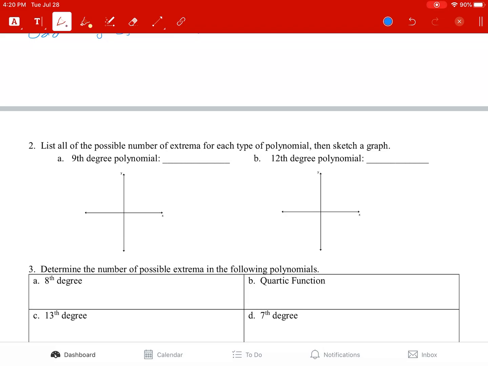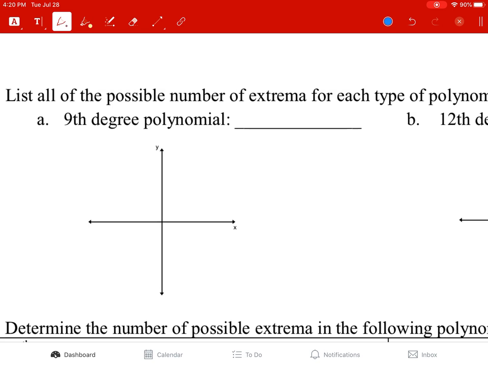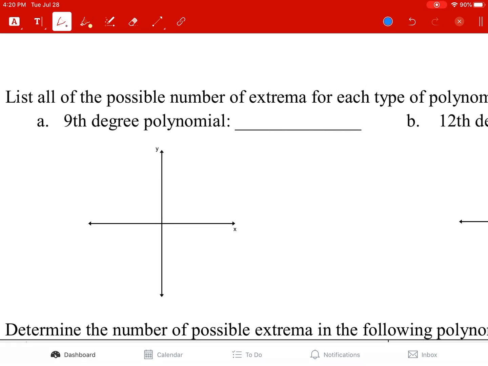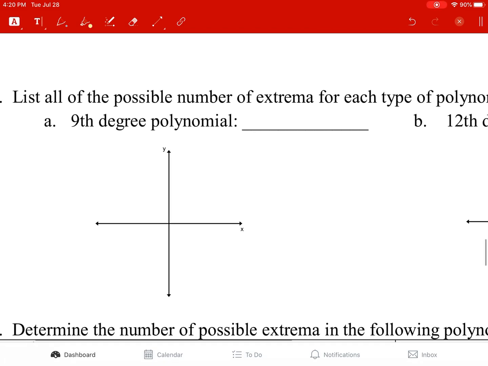Okay, so if we sketch a graph for a ninth degree and look at how many extrema it might have, we can start figuring that out. So you take 1 away from the degree. If it's a ninth degree, you take 1 away, it could be 8. And then because it's an odd degree, it's going to have even numbers for its extrema. So we have 8, it could have 6, it could have 4, it could have 2, it could have 0.